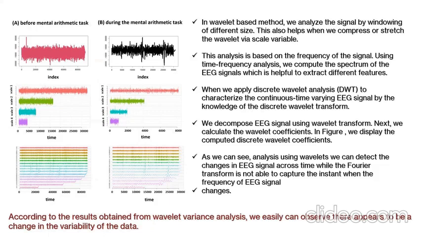As we can see, analysis using wavelets can be used to detect the changes in the EEG signal across different time scales. While if we used another method such as the Fourier transform, we would not be able to capture the instant changes when the frequency of the EEG signal changes.